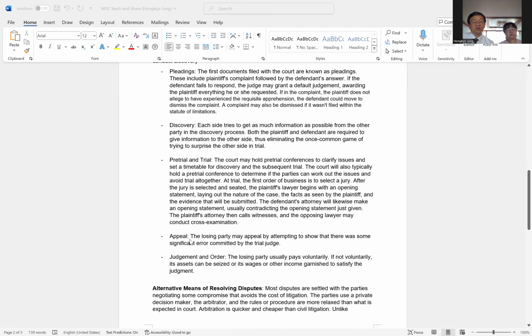There is an appeal procedure. The losing party may appeal when there is a significant error committed by the trial judge.